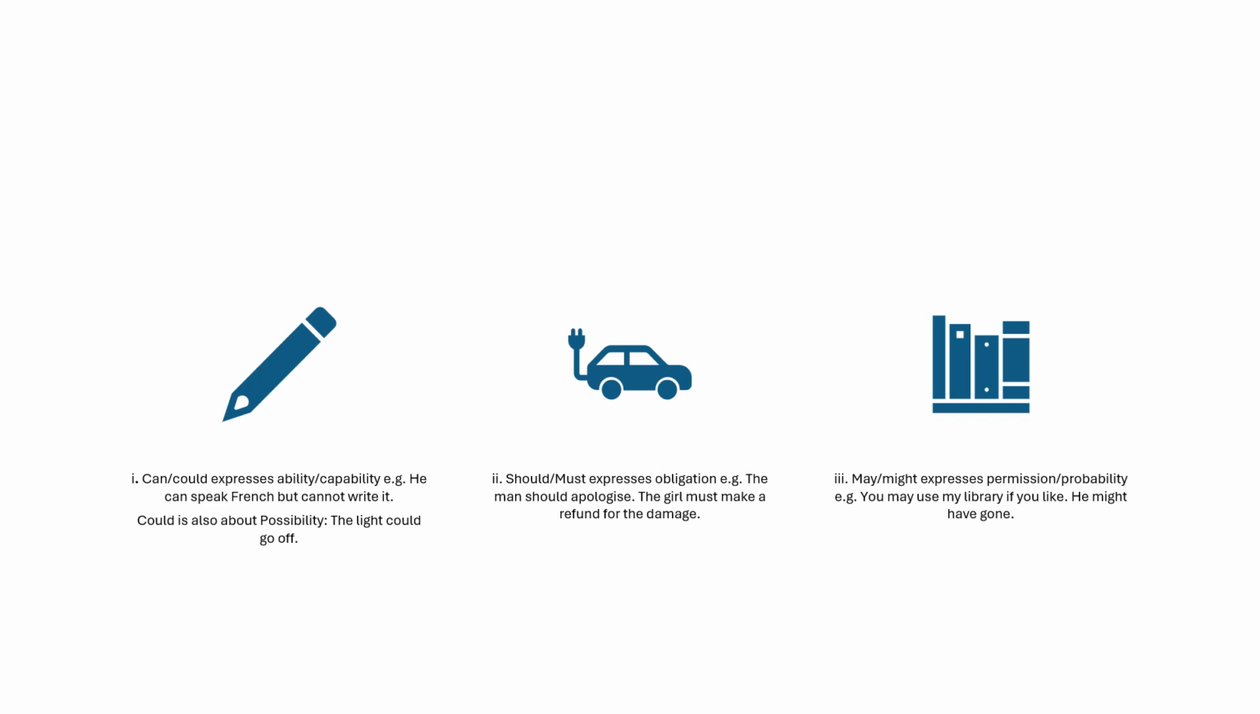So let's continue. Should or must express obligation. The man should apologize. The girl must make a refund for the damage. So in these two cases, we have the auxiliary verb giving us the coloring that the verb must have to convey exactly what the speaker expects from the sense of obligation.